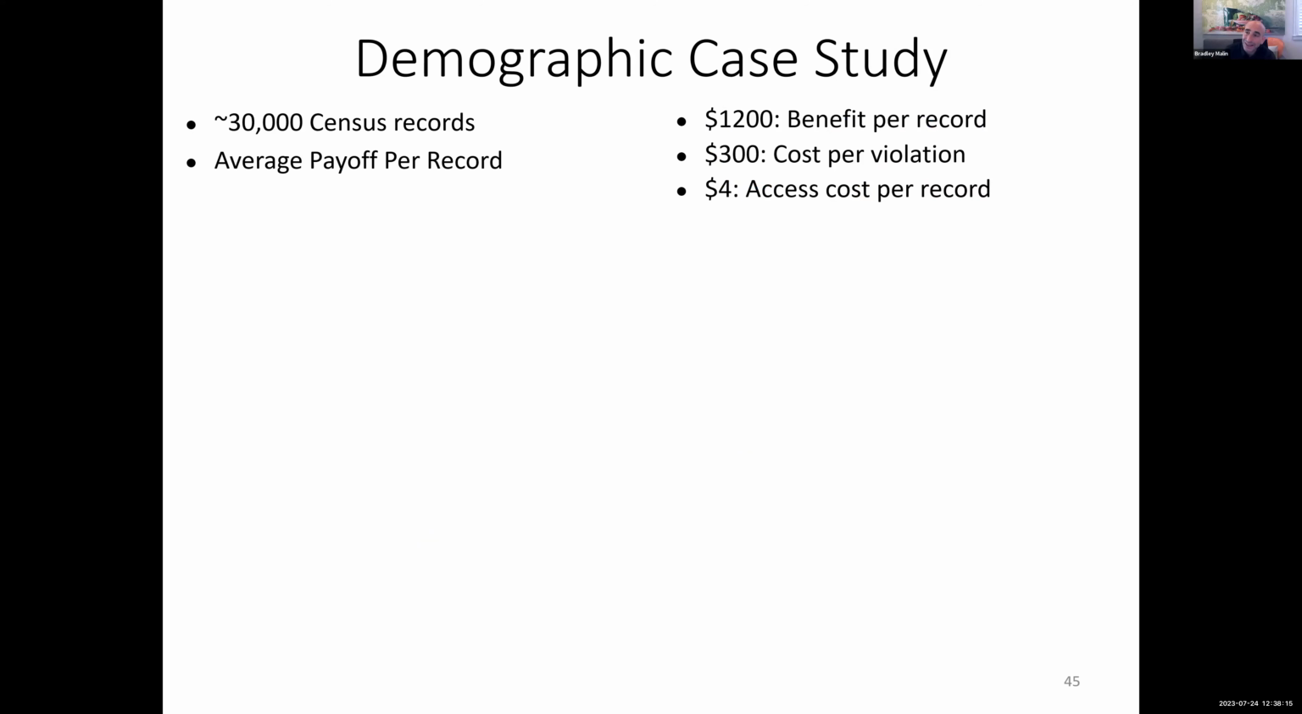So the case study that I wanted to walk you through was a situation in which it simulated 3,000 census records. And we computed the average payoff per record. Now, how did we do that? We assumed that the benefit per record was going to be $1,200. Where does that come from?